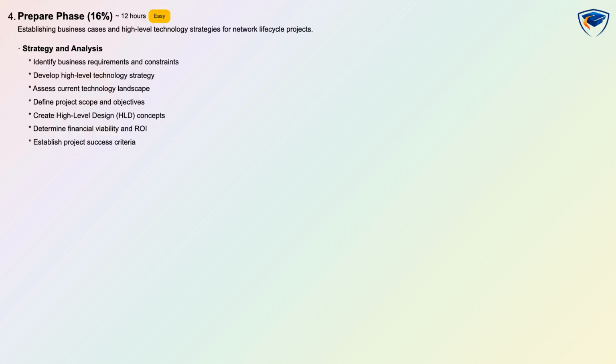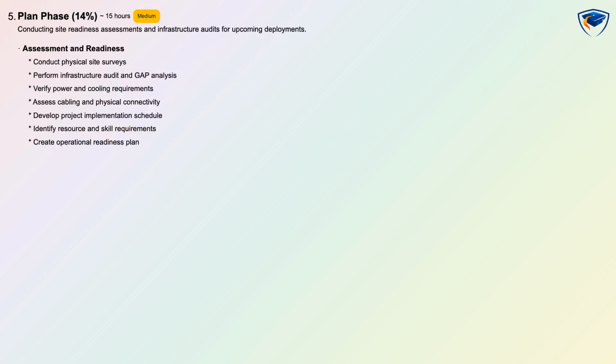This domain is about aligning technical goals with business outcomes before detailed planning begins. Plan phase is 14%, medium difficulty, and requires around 15 hours with scenario-based assessment methods. The emphasis is on site readiness and infrastructure audits, so you will conduct physical site surveys, perform infrastructure audits and gap analysis, and verify power and cooling requirements.